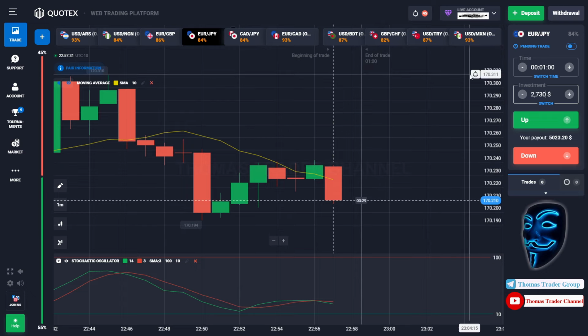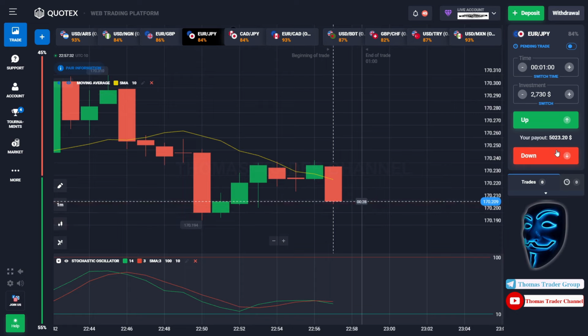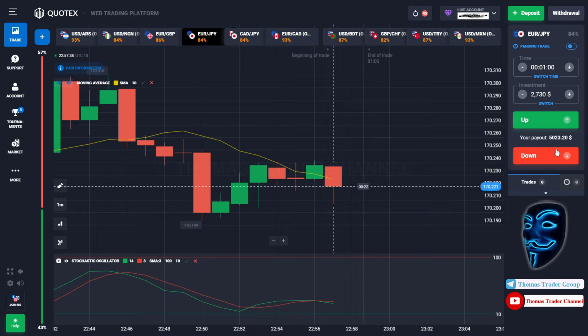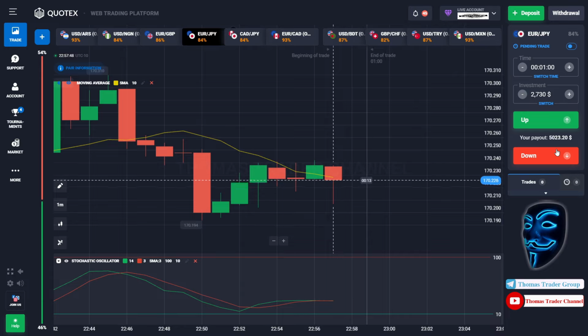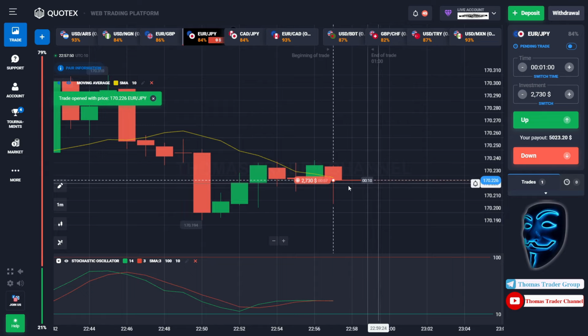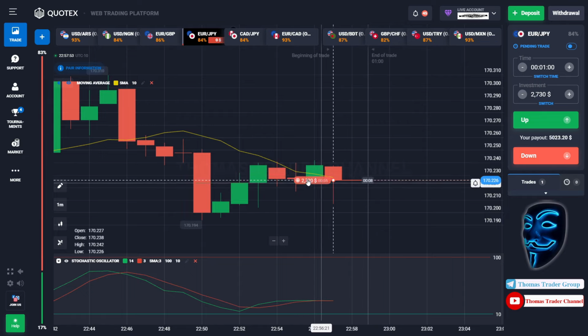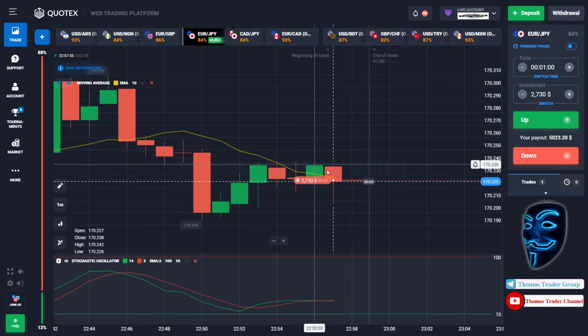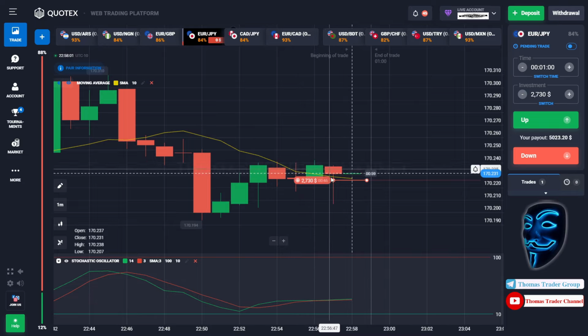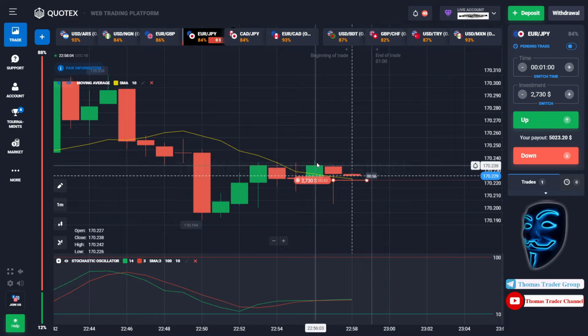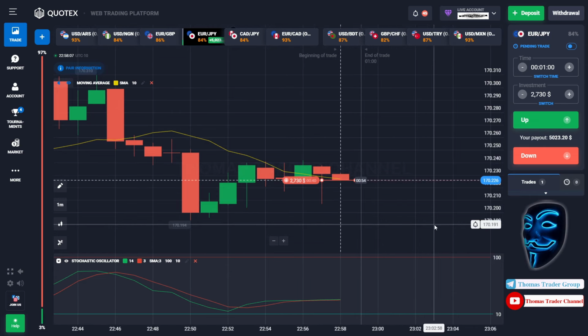Over here, we still can open sell for 1 minute. As you can see, the market has just made a rebound on the moving average line. I'm sure that the market will still continue the bearish trend. Let's prove it and let's wait till the end of our trade.